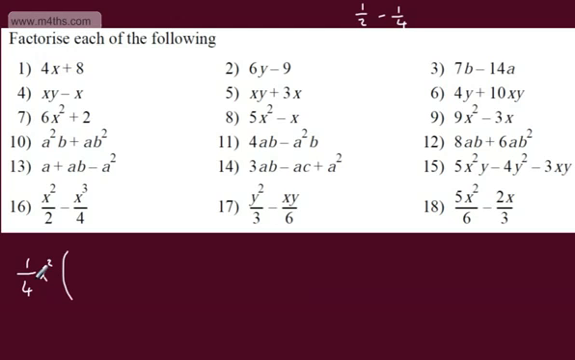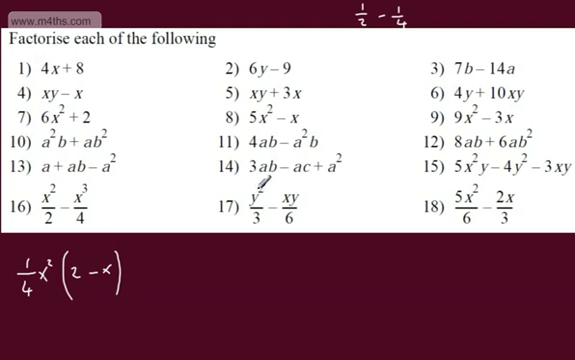What do I need to multiply 1/4 x squared by to get 1/2 x squared? The answer is simply 2. 2 over 4 will give me 1/2 x squared. What do I need to multiply 1/4 x squared by to get minus x cubed over 4? The answer is minus x.